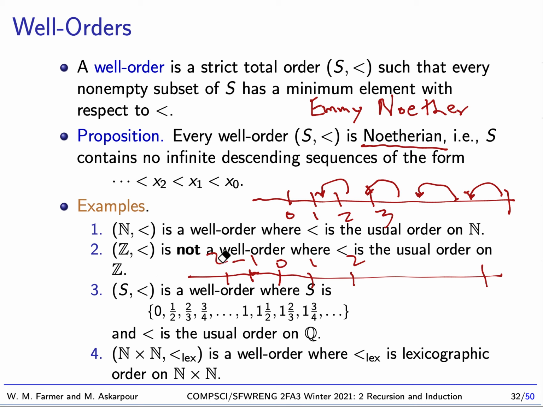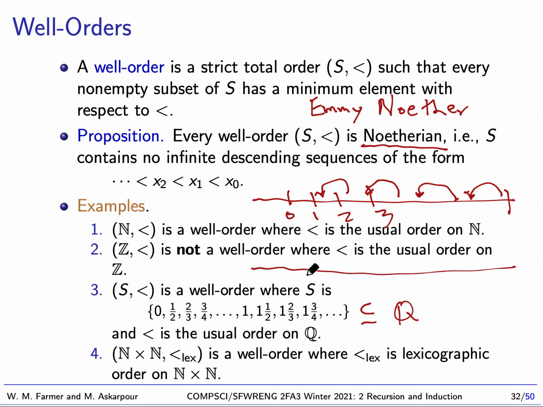Okay, so there are lots of well orders, and I'm going to show two other important examples. The first one is I'm going to take a set of rational numbers. So my set here is a subset of the rational numbers. And this includes 0, 1/2, 2/3, 3/4, 4/5, and so forth. All of those. Plus it includes 1, 1 and 1/2, 1 and 2/3, 1 and 3/4, and so forth. And if we think of this on the number line, we have 0, we have 1. Basically, we're going to have a bunch of points like this, and a bunch of points like this.